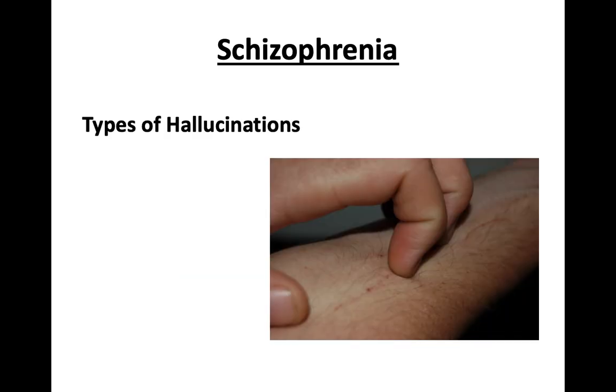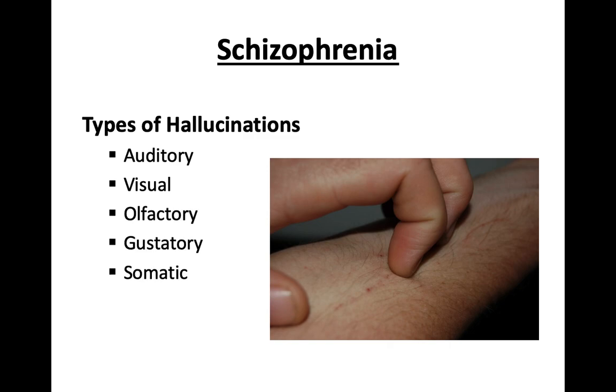I think, yes, let's go over the different types. Again, hallucinations can be auditory, visual, olfactory, gustatory, or somatic. The most common hallucinations, at least in adults, are auditory hallucinations. Okay, so again, even though we think of seeing things, or in this picture we've got the somatic hallucinations, the most common hallucination is auditory.